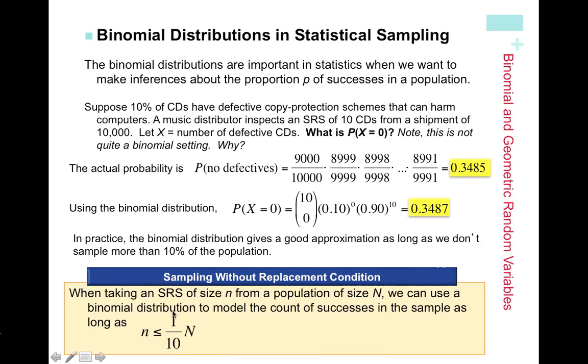So to formalize this, when taking an SRS of size n from a population of size capital N, we can use the binomial distribution to model the count of successes in the sample as long as that sample size is less than or equal to 1/10 of the population, capital N.